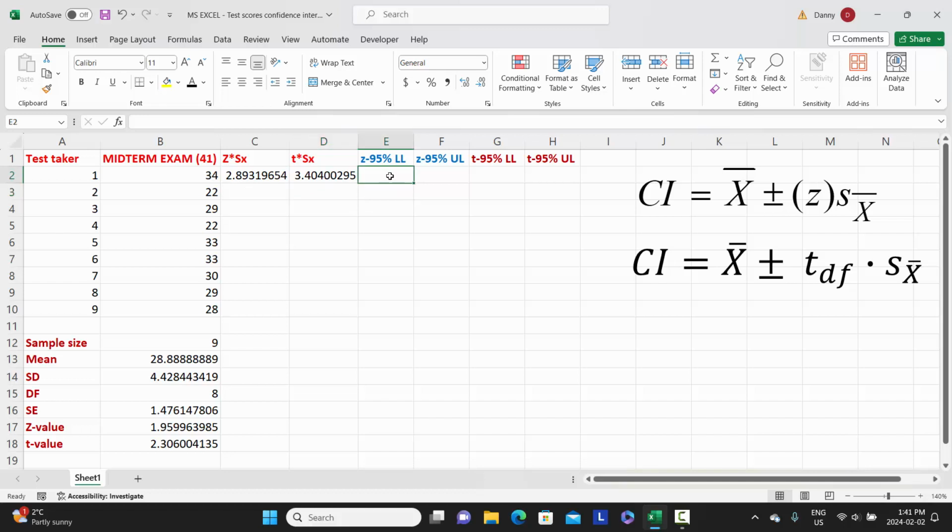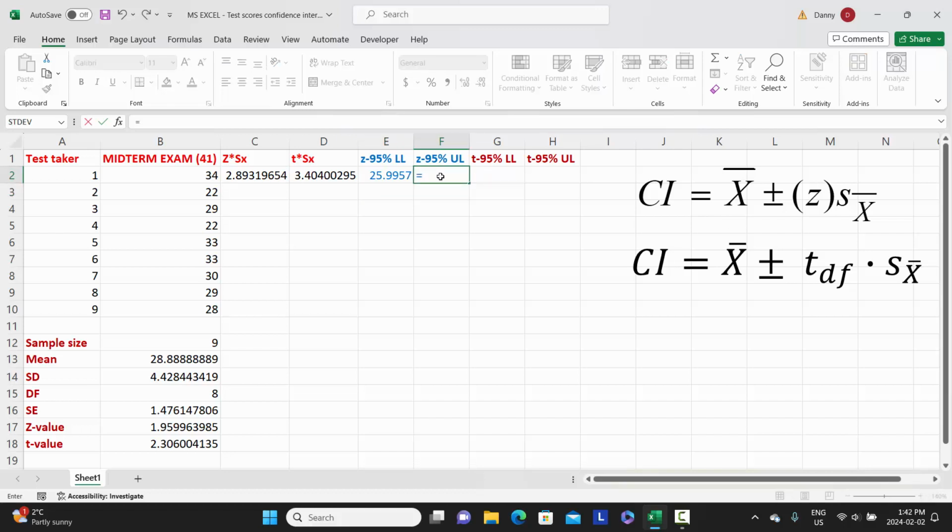So I'm going to put that in this cell, and I'm going to hit the equal sign. I'm going to go find my average score, which I have in this cell, and I'm going to dash or subtract the product of z times the standard error, and I hit enter. And that gives me the lower limit for my 95% confidence interval of a large sample. Now again, this is based on these data, but we're just going to apply this equation right here for demonstration purposes.